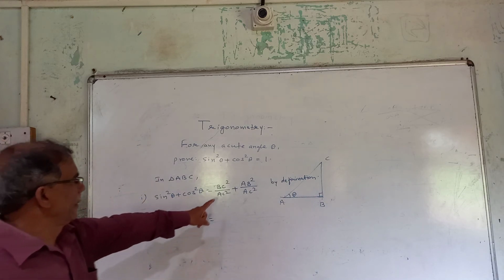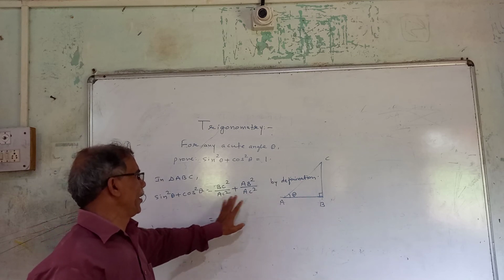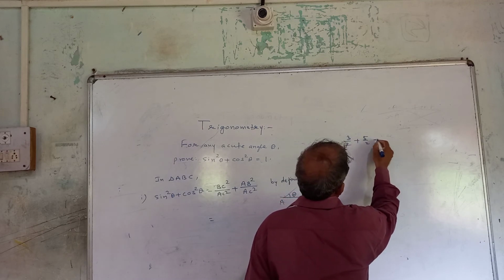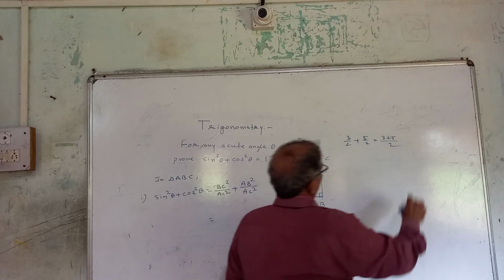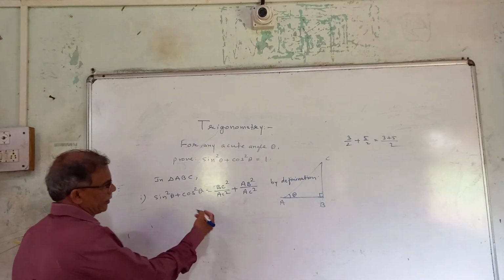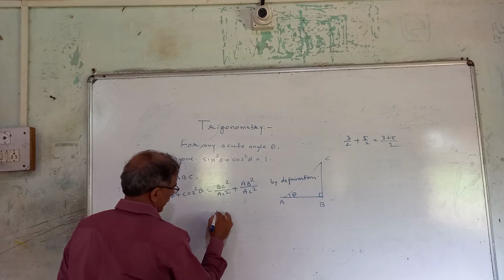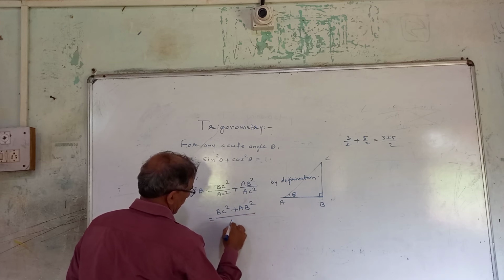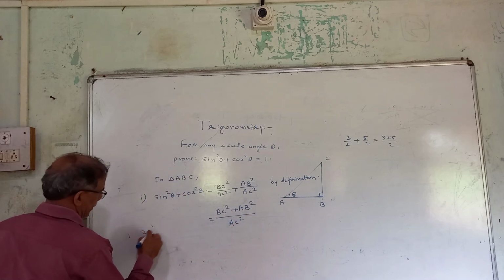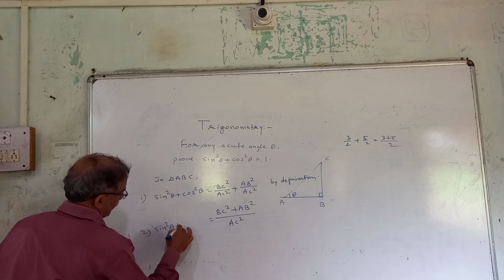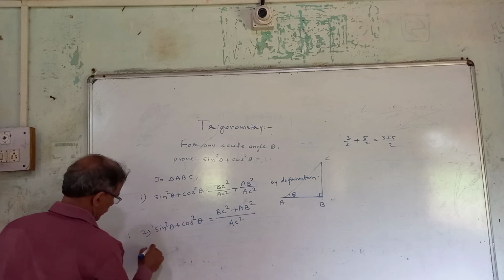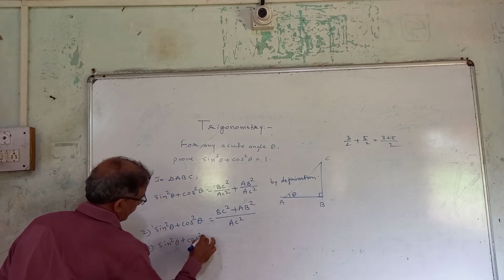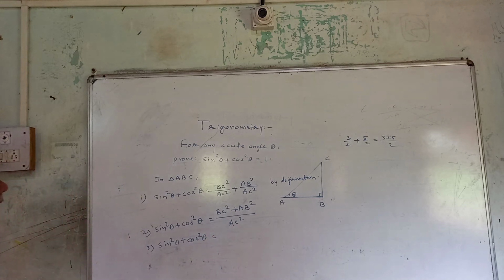Now see here, AC square upon AC square. So the denominator is the same. Now if you are having addition of 3 by 2 plus 5 by 2, what do you write? 3 plus 5 whole upon 2. Only one time the denominator, isn't it? So now let us apply that here. The denominator is the same, so it is BC square plus AB square whole upon AC square. You can write here, therefore sin square theta plus cos square theta is equal to. Now third statement. So sin square theta plus cos square theta is equal to BC square plus AB square.